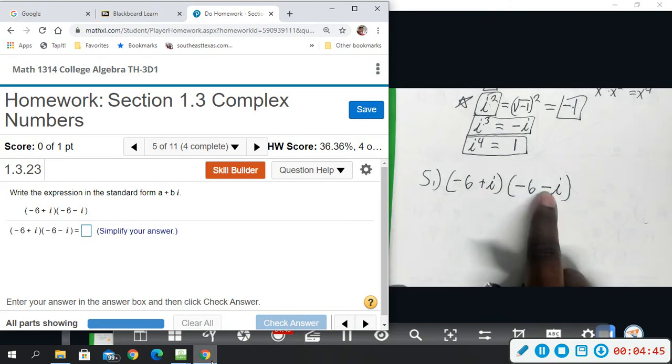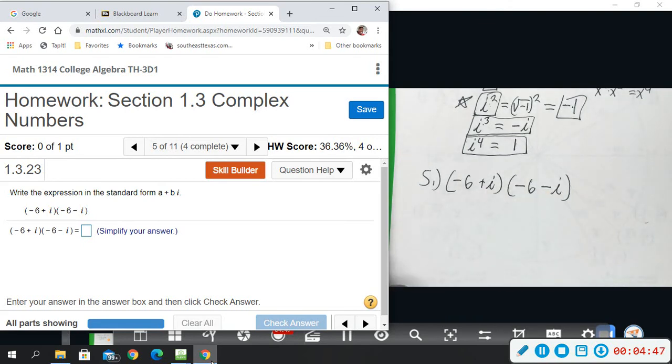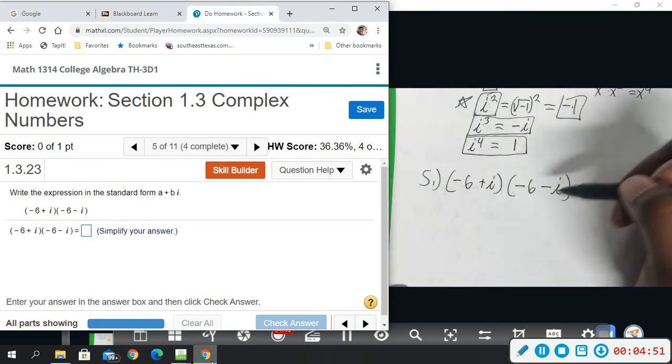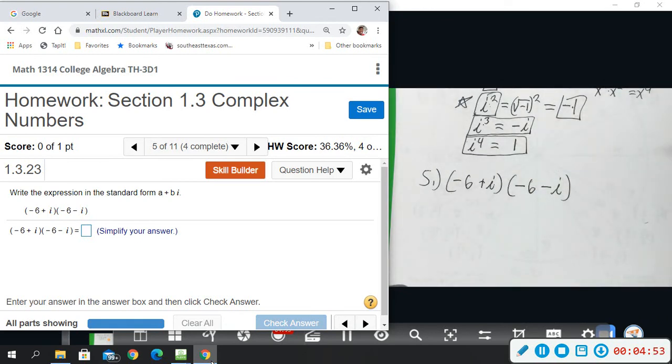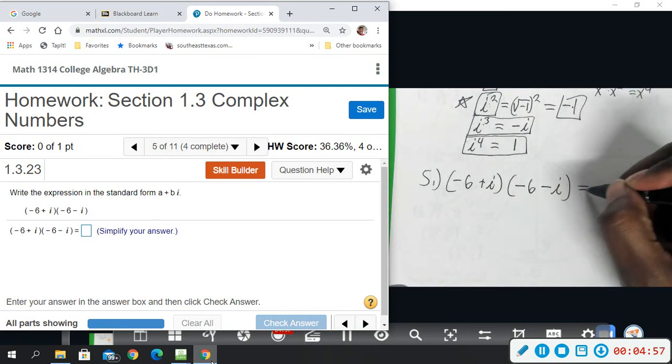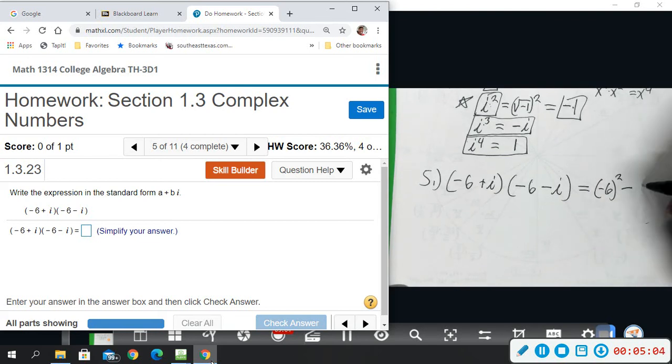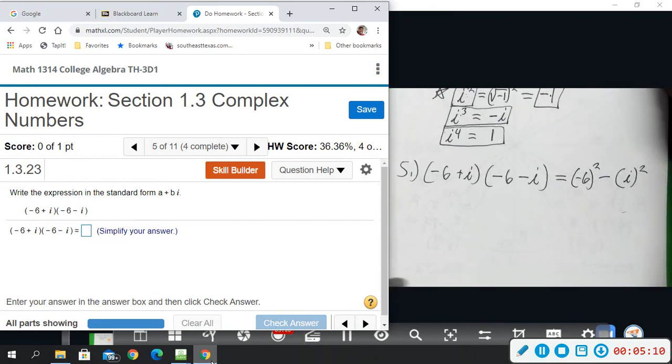plus and a minus. So that middle term changes. I'm just going to do the shortcut, but you're welcome to FOIL it out and distribute and simplify. You should get the same thing. But the difference of squares says, oh, this is going to be equal to the first number squared, so -6 minus the second number squared, which is I. That's the shortcut when you're doing difference of squares.